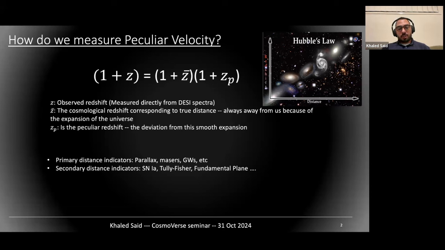So if you want to measure hundreds or 1,000 of galaxies, you have to go through secondary distance indicators, such as type Ia supernovae, the Tully-Fisher relation, or the fundamental plane relation. But the disadvantage of these secondary distance indicators is that they need to be calibrated using one of the primary distance indicators. So you have to build what's called a distance ladder to be able to get the absolute distance from Tully-Fisher or fundamental plane, etc.